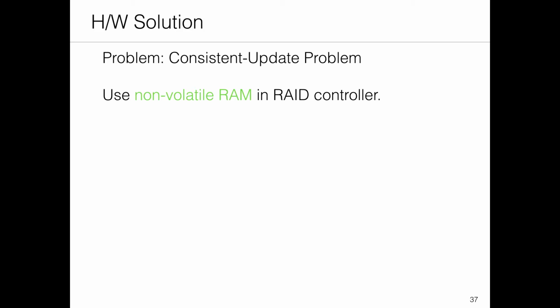So the other way to look at this is to use non-volatile RAM. So RAID is now a complex system. It doesn't just use volatile memory. It also has the possibility of using non-volatile RAM. So if you look at non-volatile RAM, you can now see which of them was the most recently put back. Non-volatile means that even after rebooting, it will retain its value.